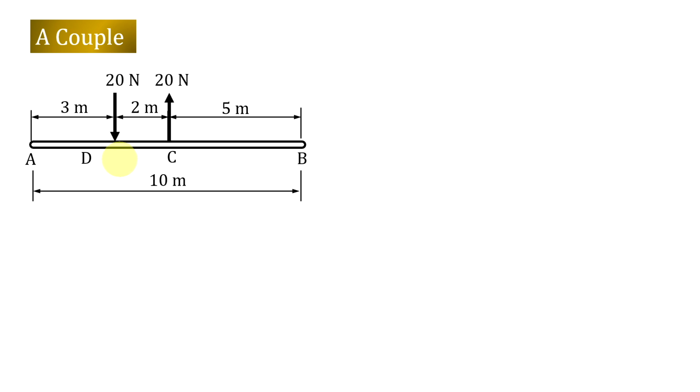Now let's check what is moment of this couple about point B. So moment about B, sum of moments of these two forces about point B we will find out. So 20 into 7, vertical force into horizontal distance. Then 20 into 5, 20 upward force into the horizontal distance. And the answer you get is 40 Newton meter anti-clockwise.